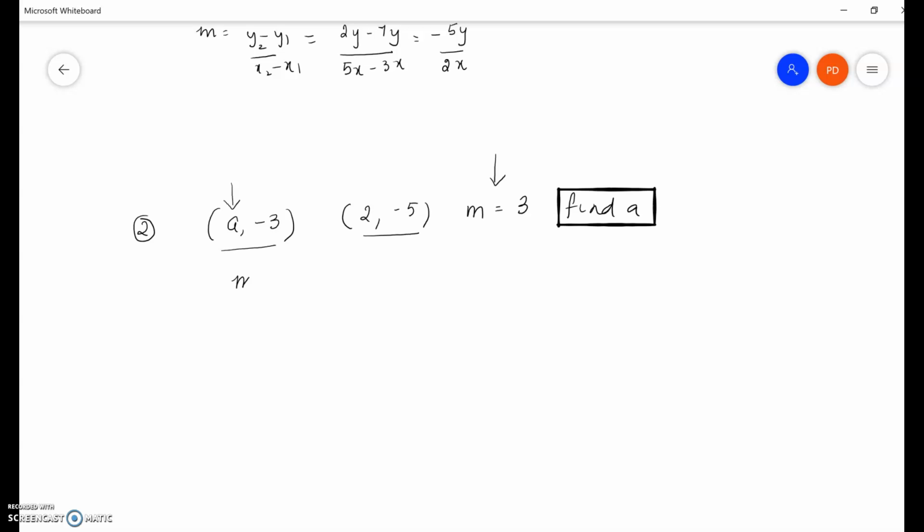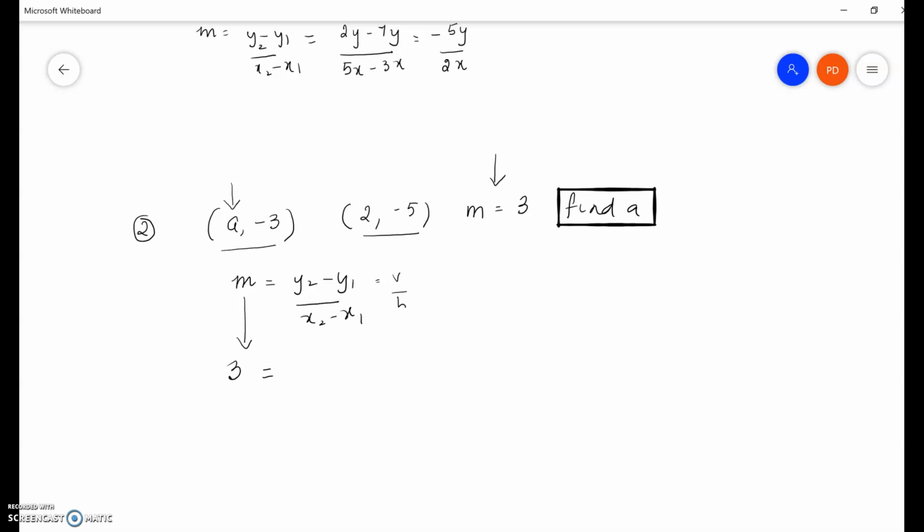So we start off with slope equals y2 minus y1 divided by x2 minus x1. So that is vertical change over horizontal change. So that's vertical over horizontal. Each is the change that is measured. So m is 3. So we plug in 3.